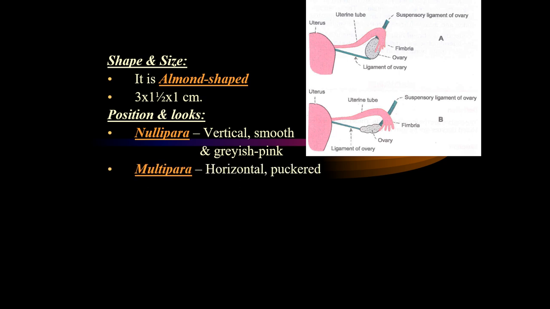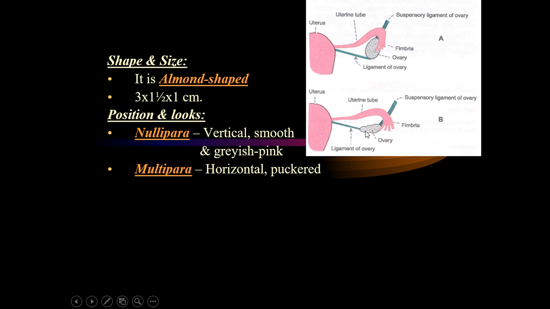But in case of the multipara, those females who were pregnant before and who gave birth to live children, or who were pregnant many times, those are called multipara. In those females, because of the pregnancy and stretching of the ligament called the ligament of ovary, as the fetus develops, the uterus expands to a large extent. There will be hypertrophy of the uterus, and that leads to stretching of the ligament of ovary, and it pulls the ovary itself.